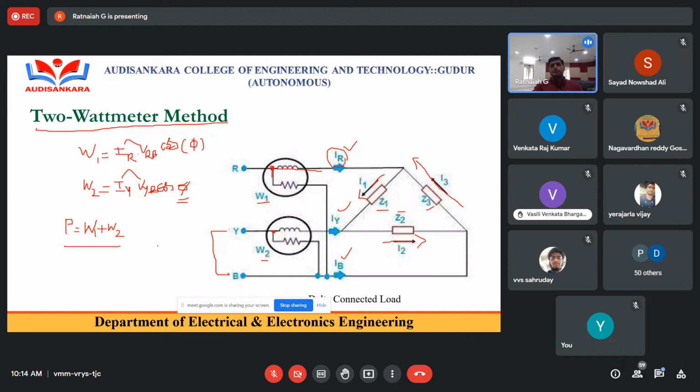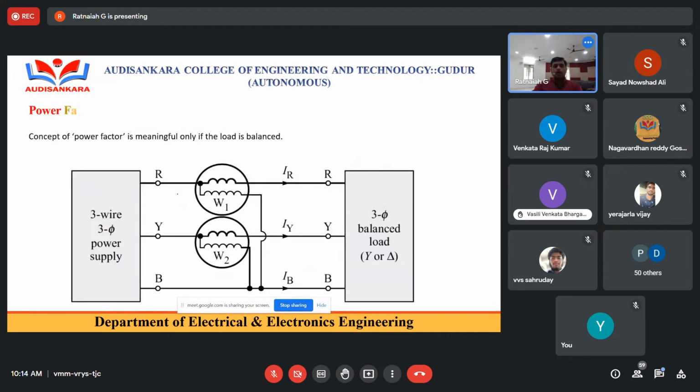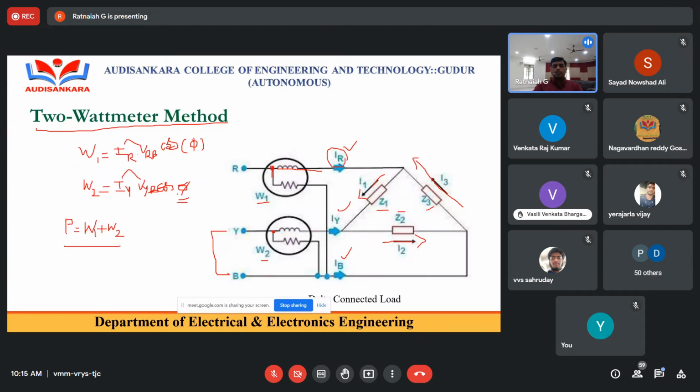Like this, we can calculate the total power absorption by the load with the 2 wattmeters. It is very easy. Now look at how to calculate the same total power using a phasor diagram. From that phasor diagram, how to calculate the power factor, that I can discuss now. So up to this, if you have any doubt about this, please ask.